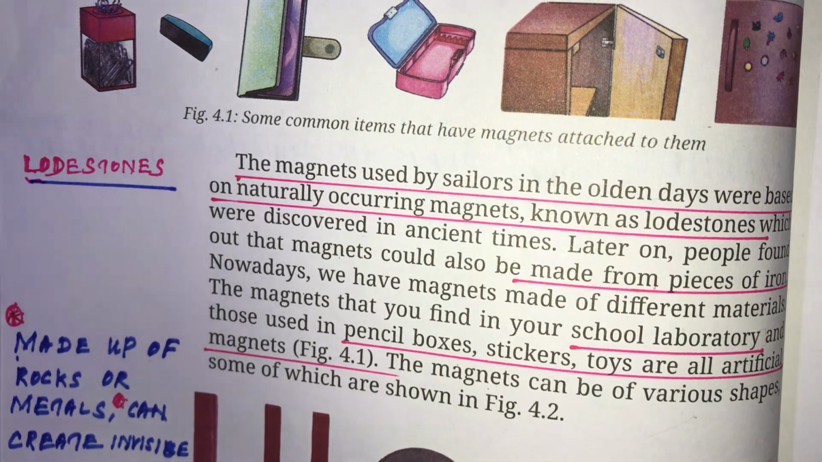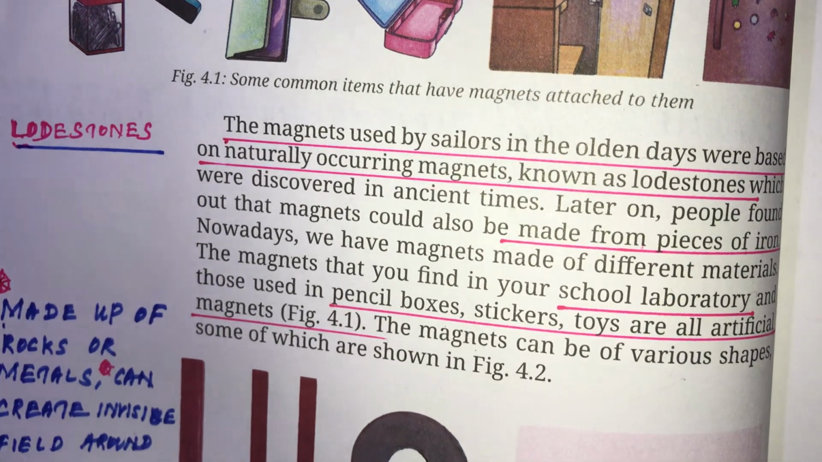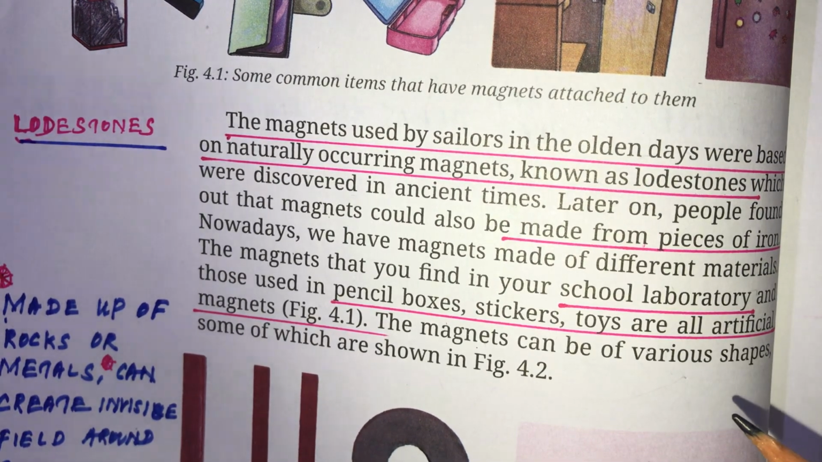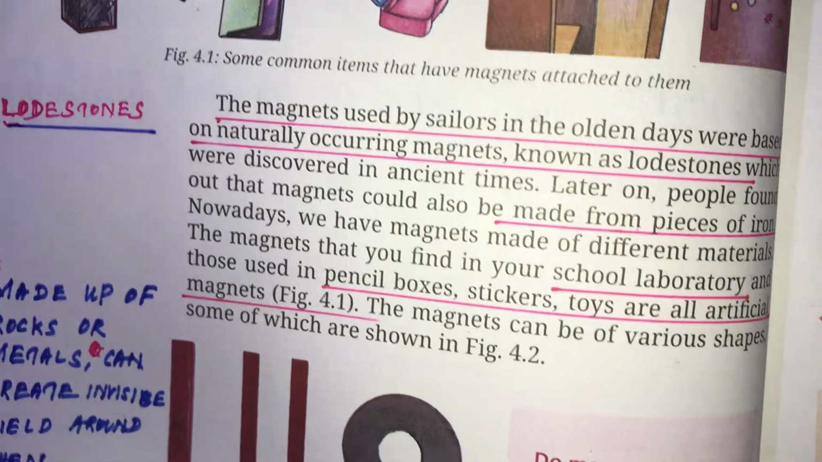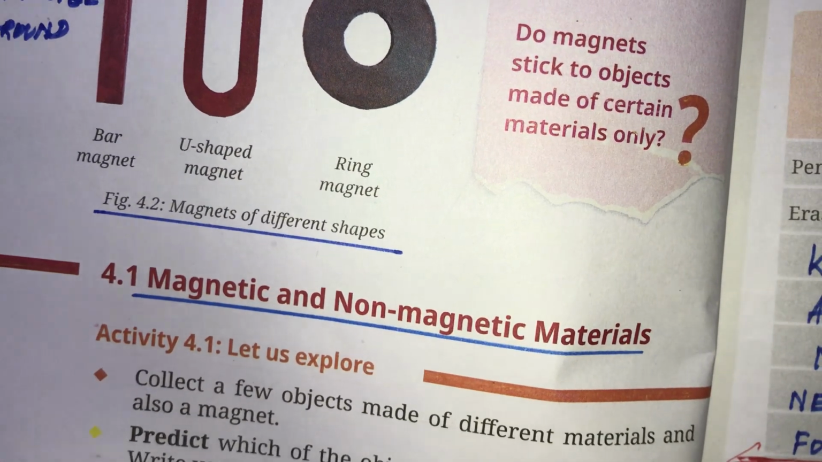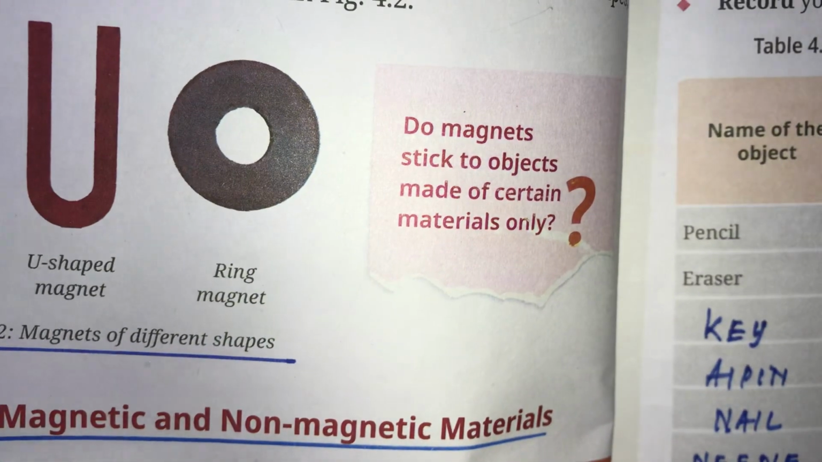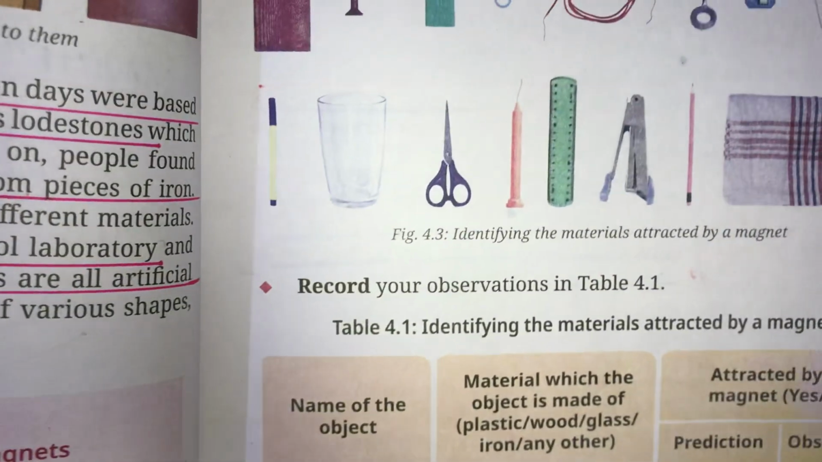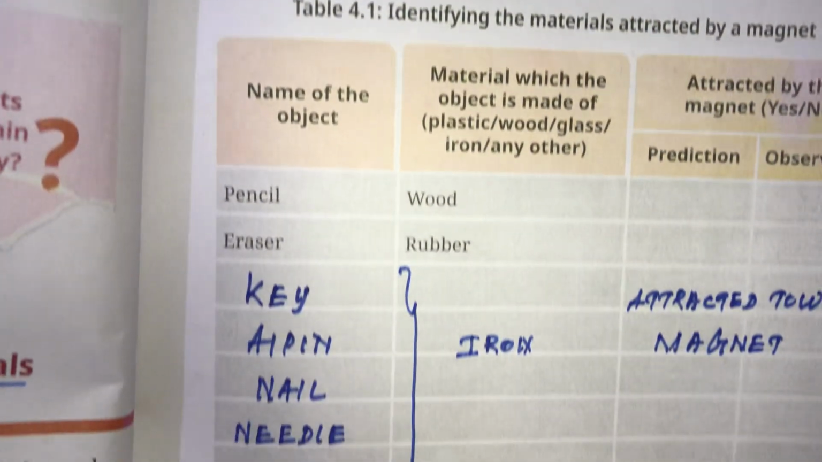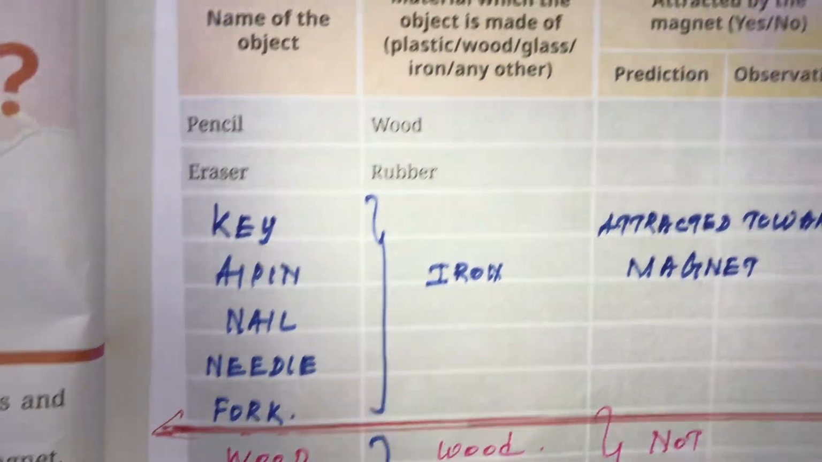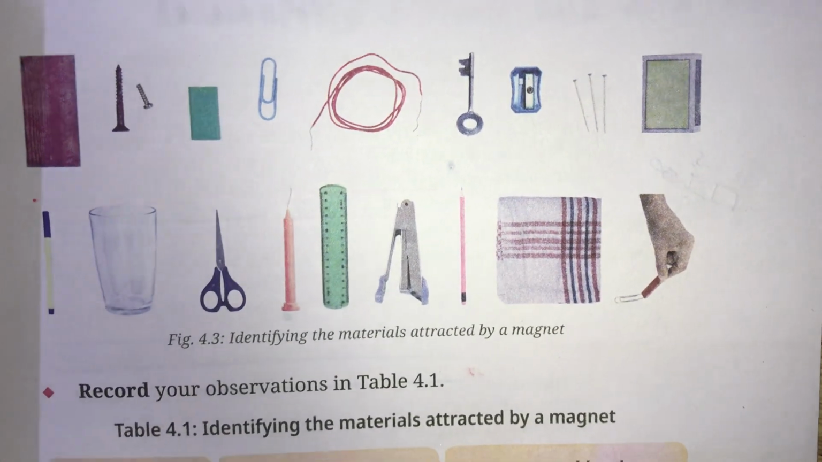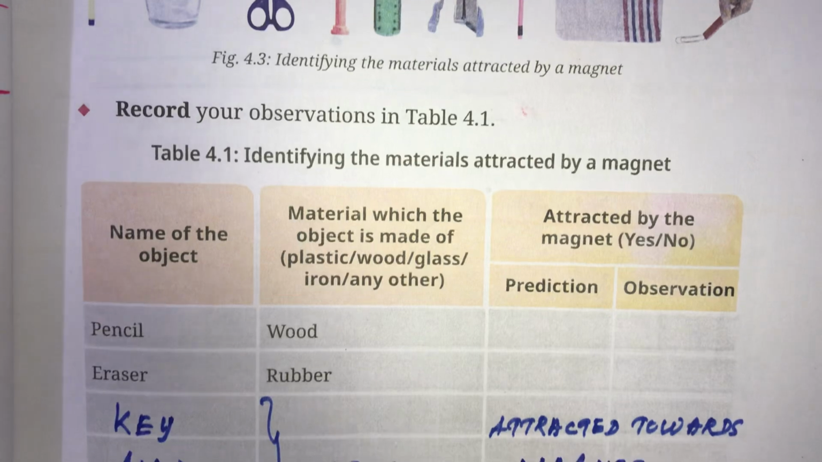Nowadays, magnets can be made from iron, so artificial magnets can be made. School laboratory magnets, pencil boxes, stickers, and toys are examples of artificial magnets. Magnetic and non-magnetic materials: objects which are attracted toward magnets are called magnetic substances, and those which are not are called non-magnetic substances. In the picture, certain objects are given, and we identify which are magnetic and non-magnetic.